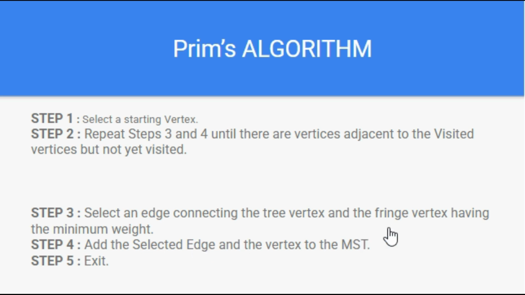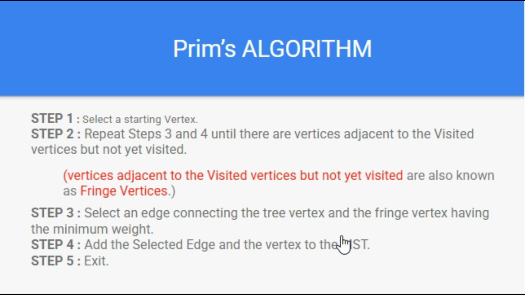We have also used one term, that is a fringe vertex. Now what is a fringe vertex? The vertices that are adjacent to the visited vertices but not yet visited are known as fringe vertices. I'll show you that once again. What is the definition of a fringe vertex? Fringe vertices are those vertices which are adjacent to the vertices that have already been visited but are not visited yet.